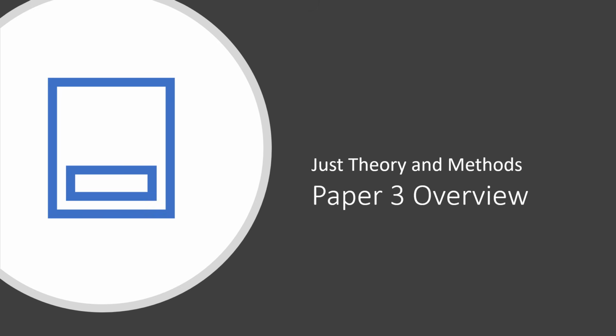Today I'm going to look at just the theory and methods for paper 3 for AQA Sociology. This is the paper that's going to take place on June the 12th, 2019. We're just going to look at the theory and methods questions because I'm going to look at them separately from the crime questions, which I've already done and is being uploaded at the moment.